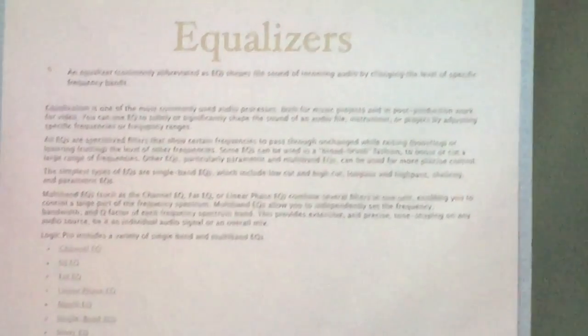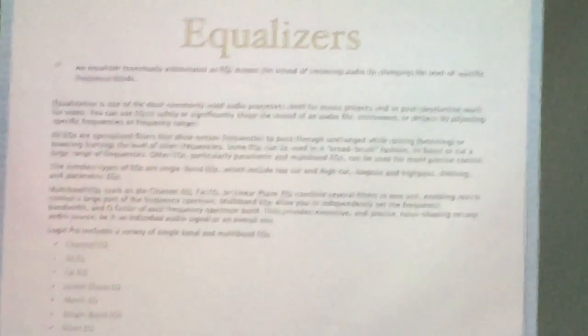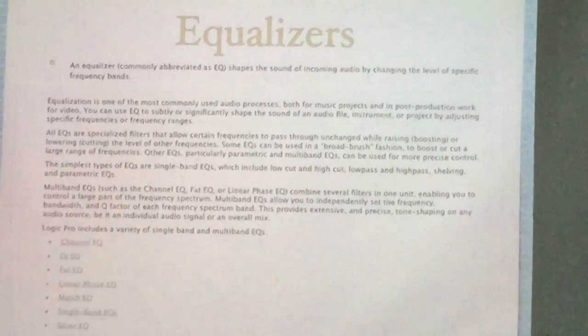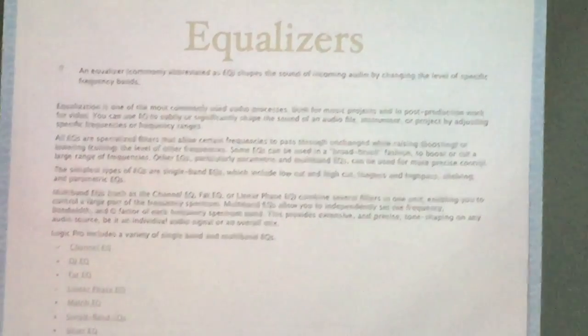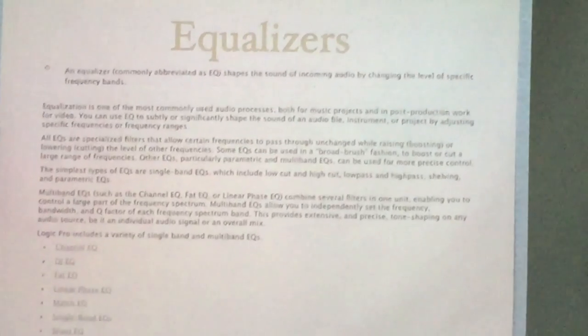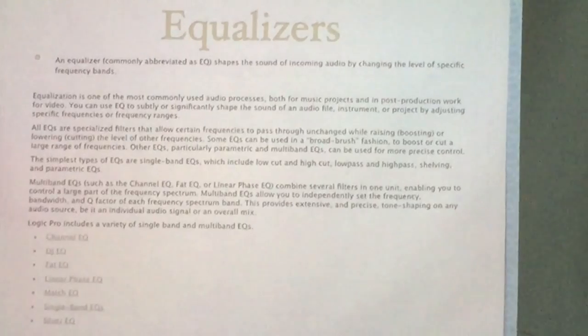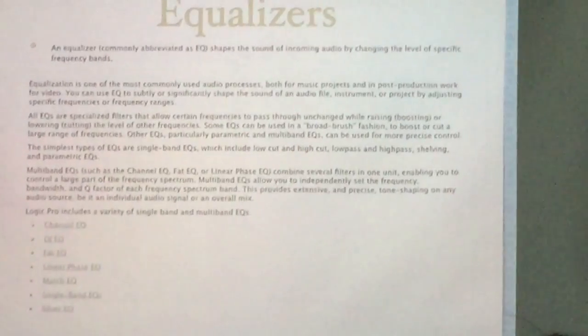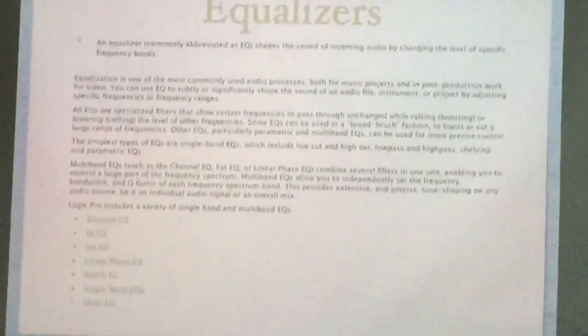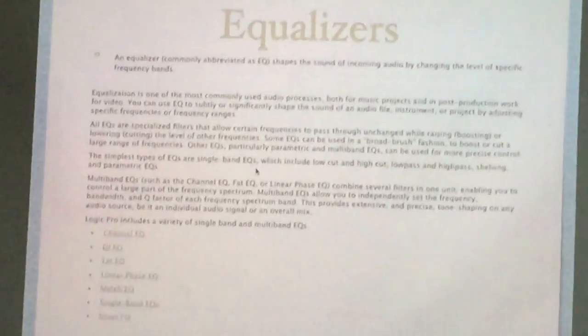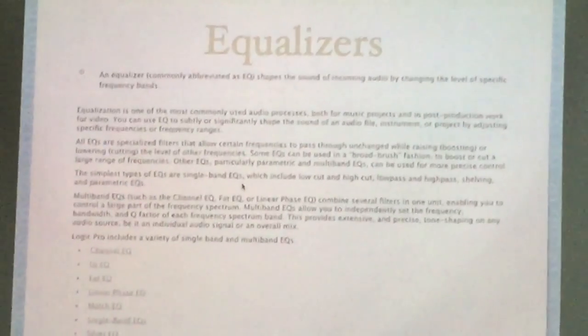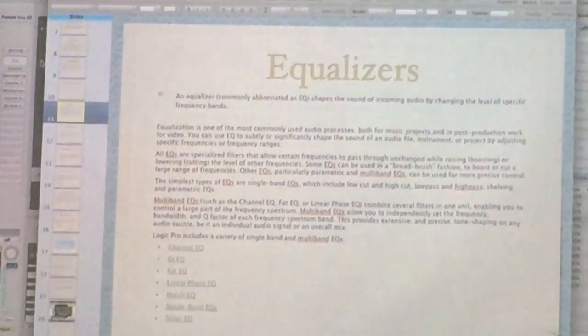All EQs are specialized filters that allow certain frequencies to pass through unchanged, while raising or boosting, or lowering, cutting, the level of other frequencies. Some EQs use a broad brush fashion to boost or cut a large range of frequencies. Other EQs, particularly parametric and multiband EQs, can be used for more precise control. The simplest types of EQs are single band EQs, which include low cut, high cut, low pass, high pass, shelving, and parametric EQs. So Logic's default EQ is actually pretty complex.